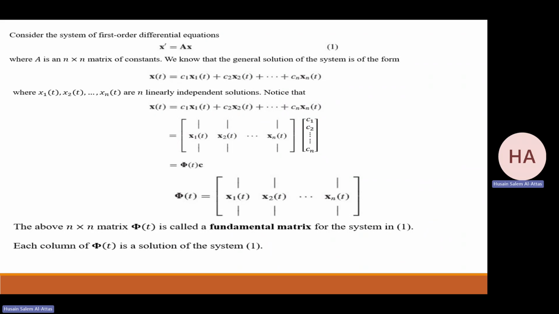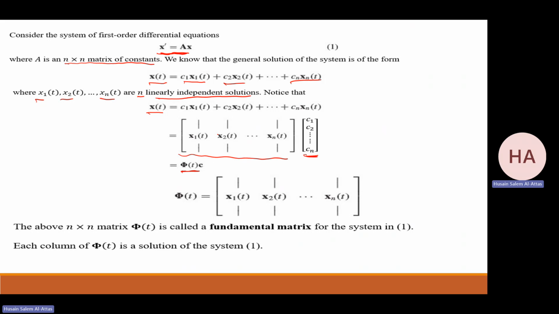Now, in the last chapter, we were working to solve the homogeneous system x prime equals Ax, where A is an n by n matrix of constants. We know that we get this general solution, C1x1 plus C2x2 plus and so on up to Cnxn, where x1, x2 up to xn are n linearly independent solutions. I can write x of t as this matrix times these constants. In other words, it's phi of t times c.